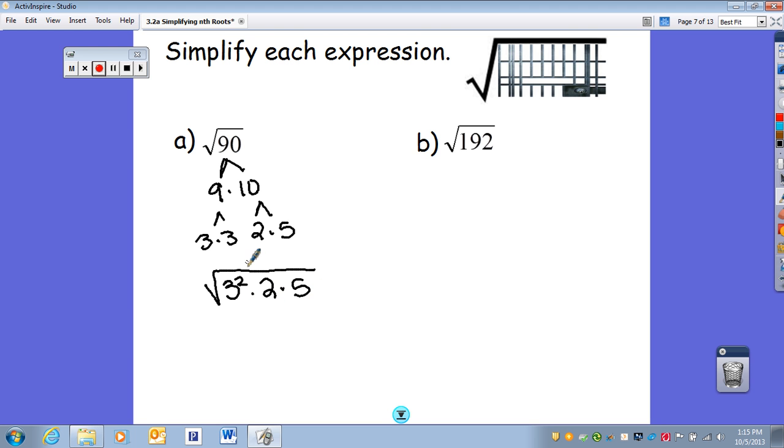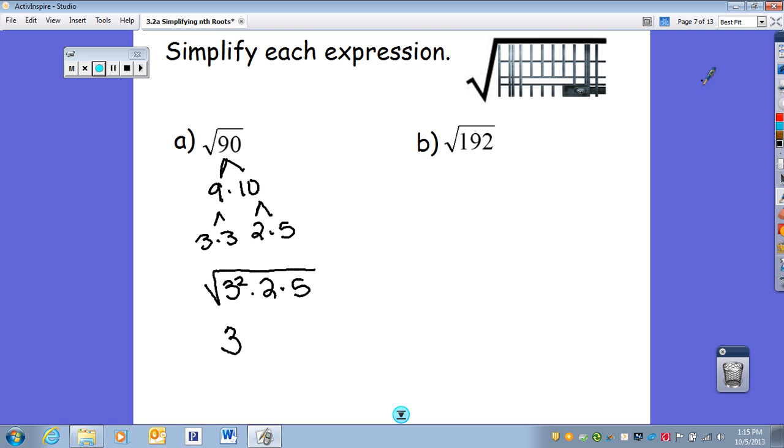Now what we just talked about on the previous slide was that a square and a square root cancel each other. Or think of it this way. 3 squared is 9, and the square root of 9 is 3. So we're back to where we began. They're inverse operations. So that brings the 3 outside.